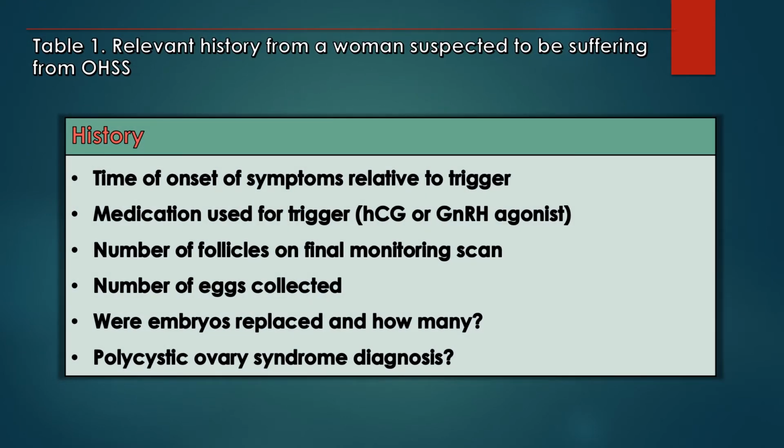Table number 1. Relevant history from a woman suspected to be suffering from ovarian hyperstimulation syndrome, or OHSS. History: time of onset of symptoms relative to trigger, medication used for trigger, human chorionic gonadotrophin or gonadotrophin releasing hormone agonist, number of follicles at final monitoring scan, number of eggs collected, were embryos replaced and how many, and polycystic ovary syndrome diagnosis.